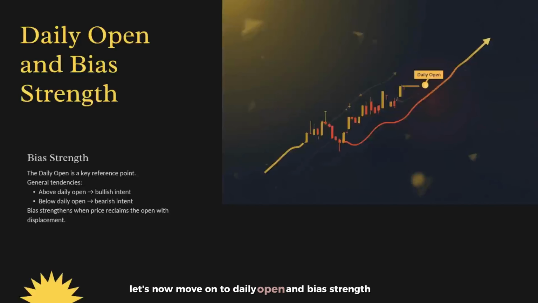Let's now move on to daily open and bias strength. The daily open is a key reference point. General tendencies: above the daily open, bullish intent. Below the daily open, there is bearish intent. Bias strengthens when price reclaims the open with displacement.